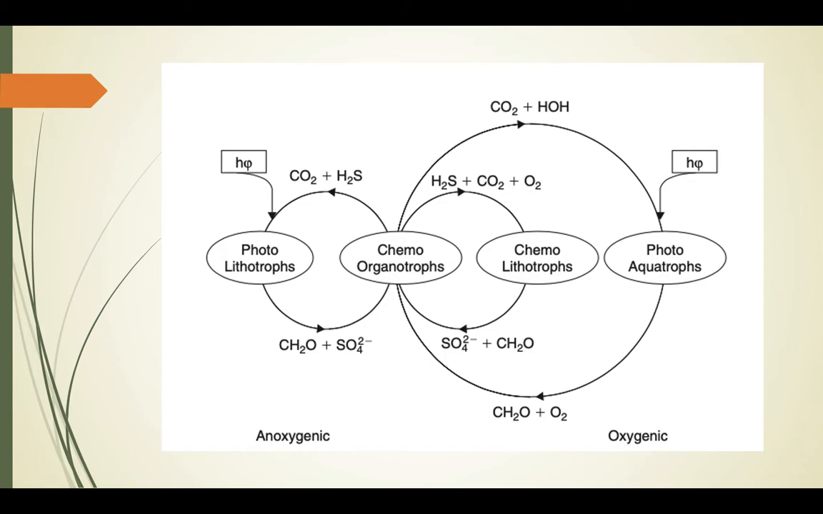These two cycles, we distinguish them on the basis of their photosynthetic mechanisms. For the case of photoaquatrophs, we expect oxygenic processes, oxygen-producing events. While for an anoxygenic cycle, no oxygen is involved. No oxygen is produced in the process.